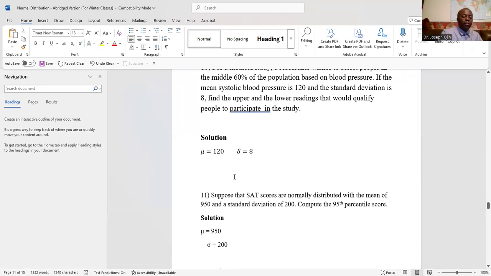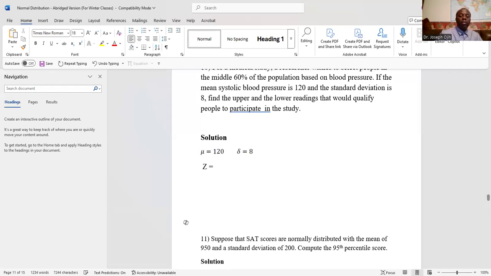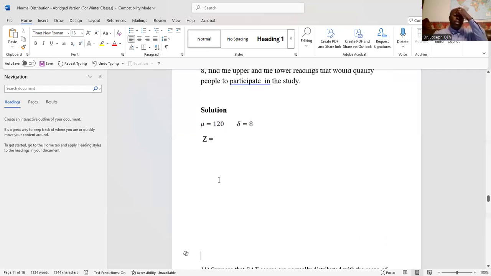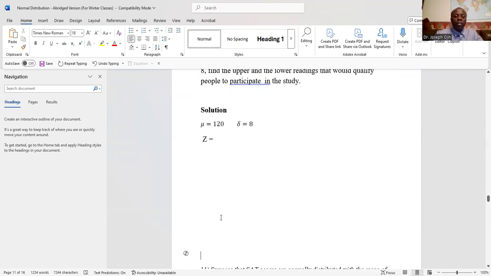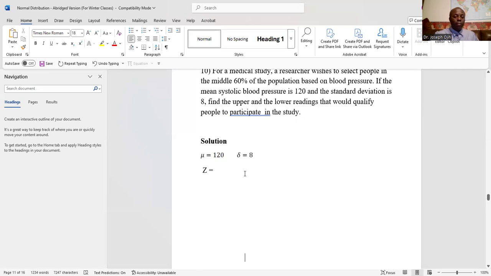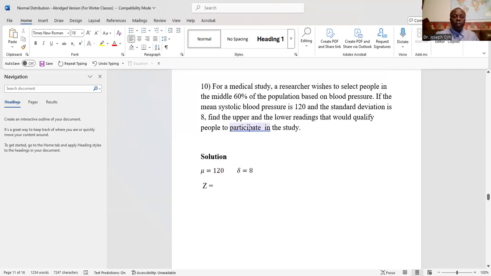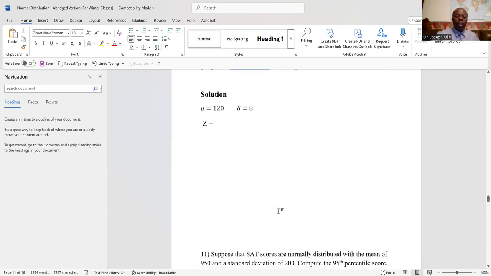Let us find the Z first, like we did in the other one. To find the Z, we need to make our chart. It says middle 60%. They're looking for upper and lower readings. So X1 is the lower reading, the mean is 0, and X2 becomes the upper reading.